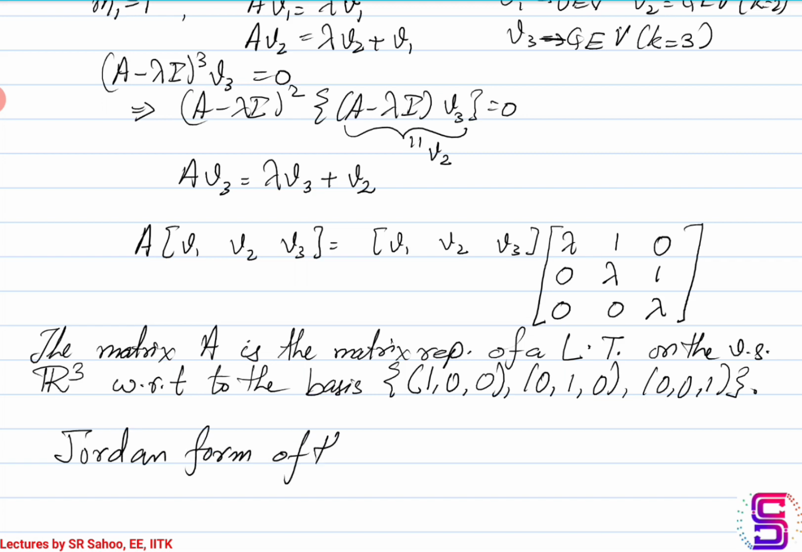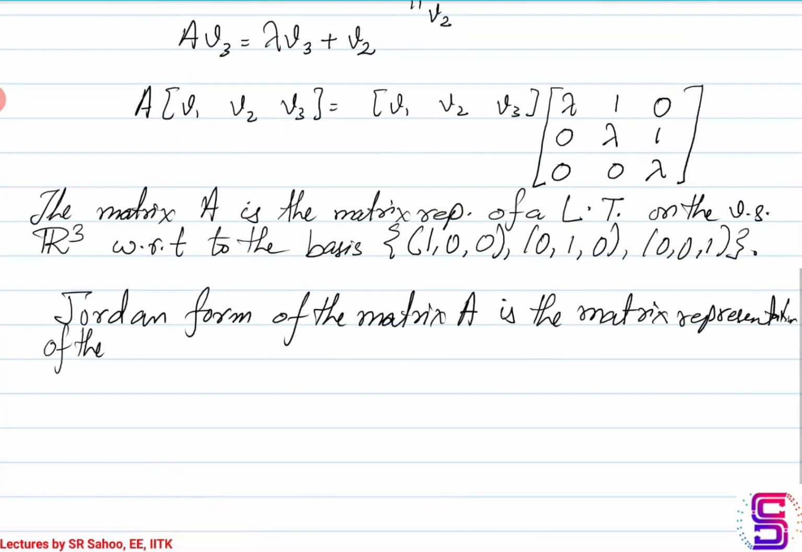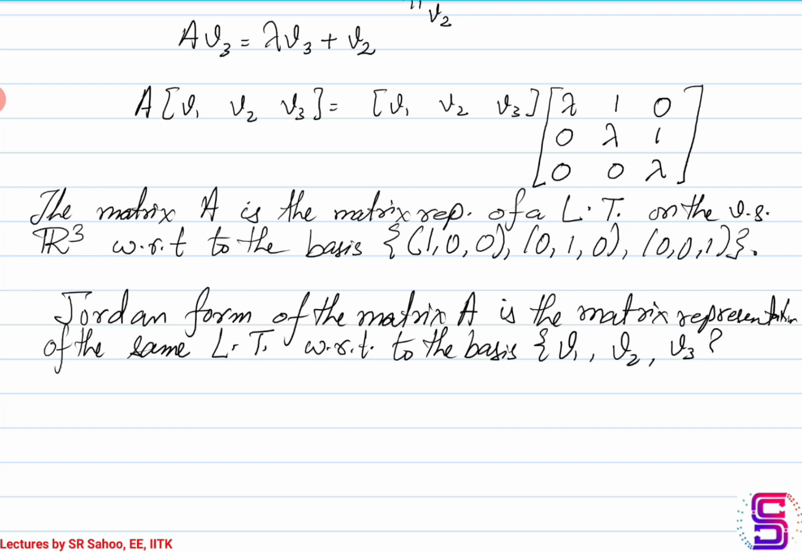The Jordan form of the matrix A can be thought of as the matrix representation of the same linear transformation with respect to the basis v1, v2, v3. Okay.